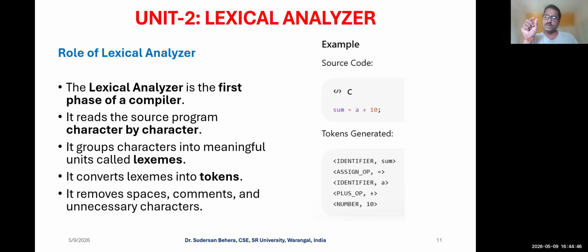Similarly, within the programming construct, if any white space is encountered in between two words, that white space is also eliminated. The lexical analyzer skips the white space. Once it has scanned one word, it goes to the next one.